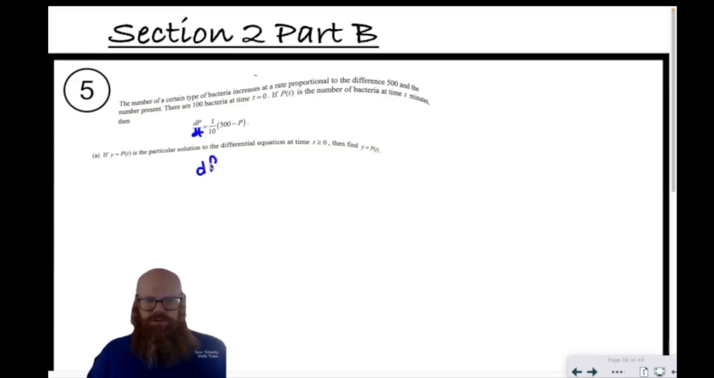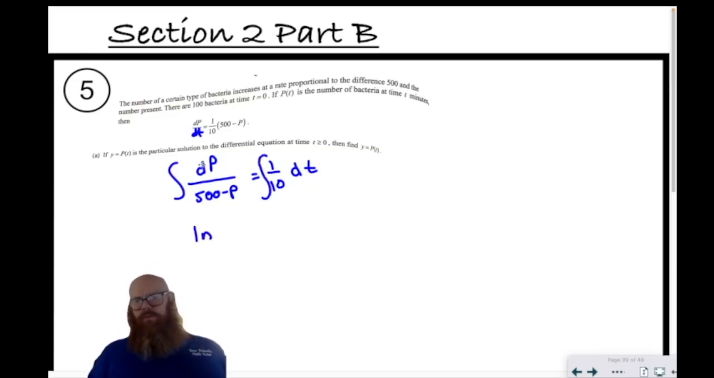So what I'm going to do is dp over 500 minus p is equal to 1/10 dt. I do that so that I can integrate both sides. The integral of 1 over something is the ln of the absolute value of that thing. And if we took the derivative of this, we would get 1 over 500 minus p, but I'd have to multiply by a -1. So I need a -1 out here to cancel that. And then on the other side, I get 1/10 t plus c.